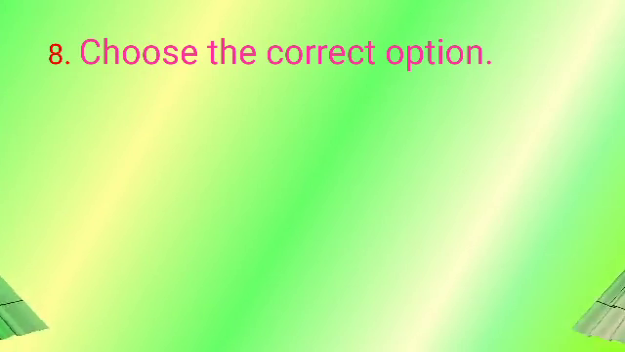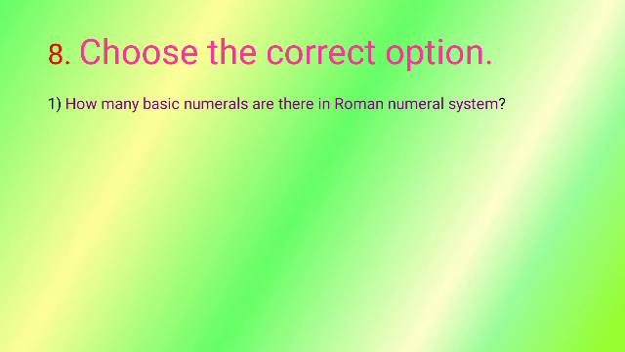Now this is a very interesting question. Choose the correct option. Here is the question, and below there are 4 options and you have to choose the correct one. Question number 1. How many basic numerals are there in the Roman numeral system? Here are the options. A is 10, B is 9, next is 8, and then 7. If you remember, earlier I told you how many basic numerals there are. Yes, the answer is 7.